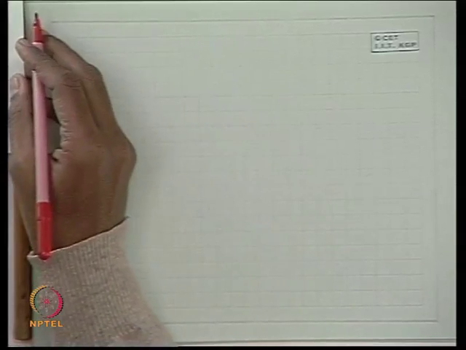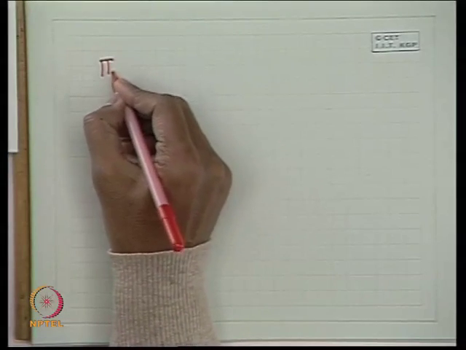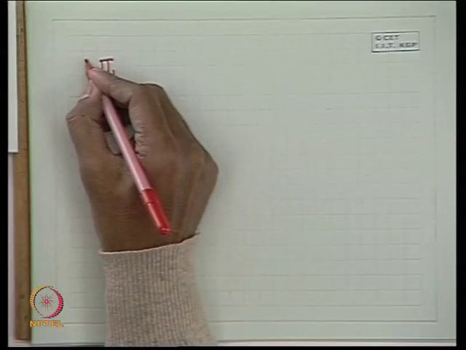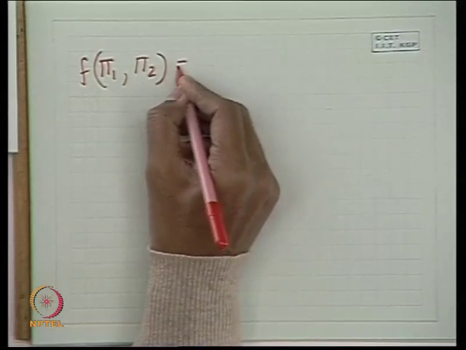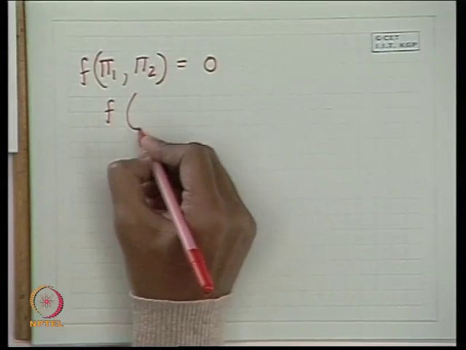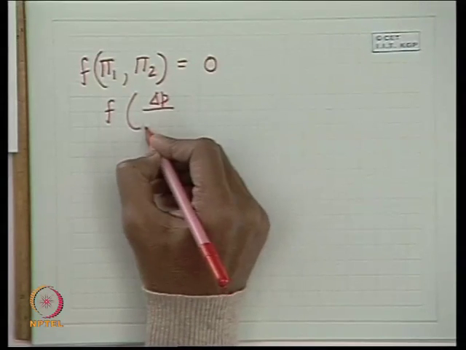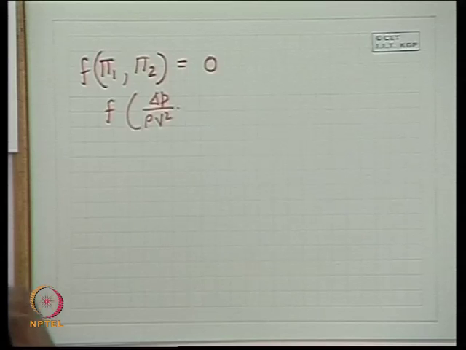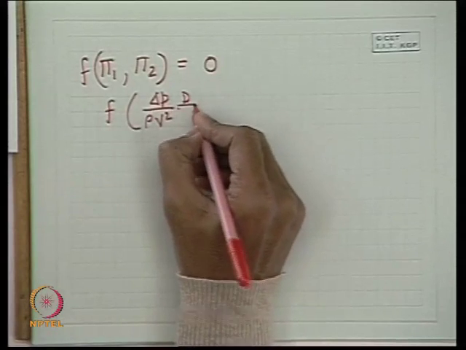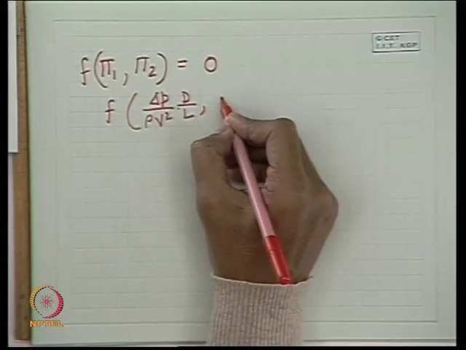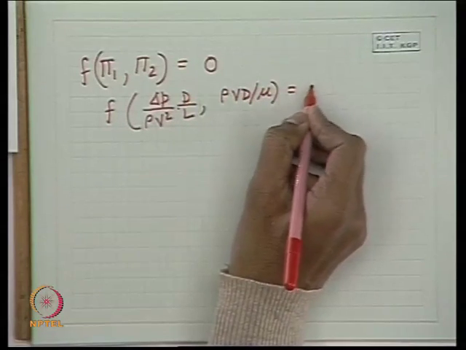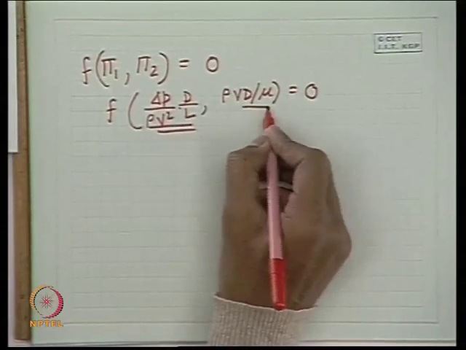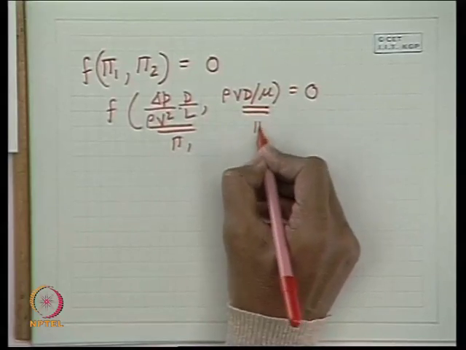So, therefore, the pipe flow problem is now expressed in terms of two dimensionless numbers, like this: a function of delta P by rho V square into D by L, and rho V D by mu. So, instead of five variables, now these two variables, pi 1 and pi 2, describe the problem.